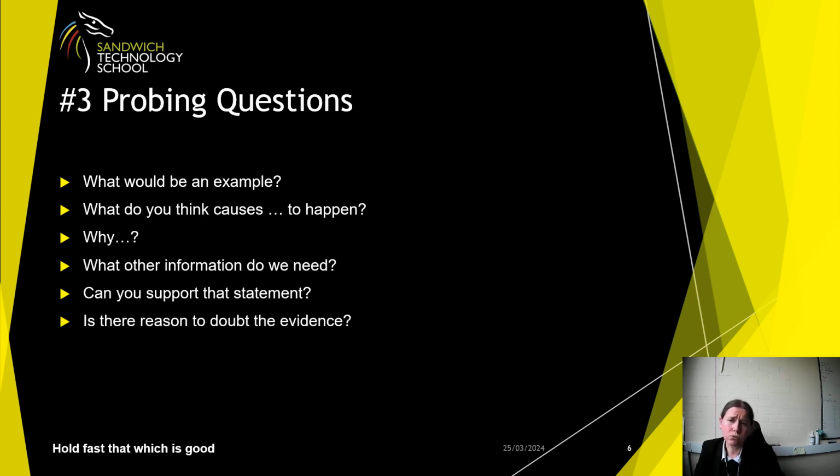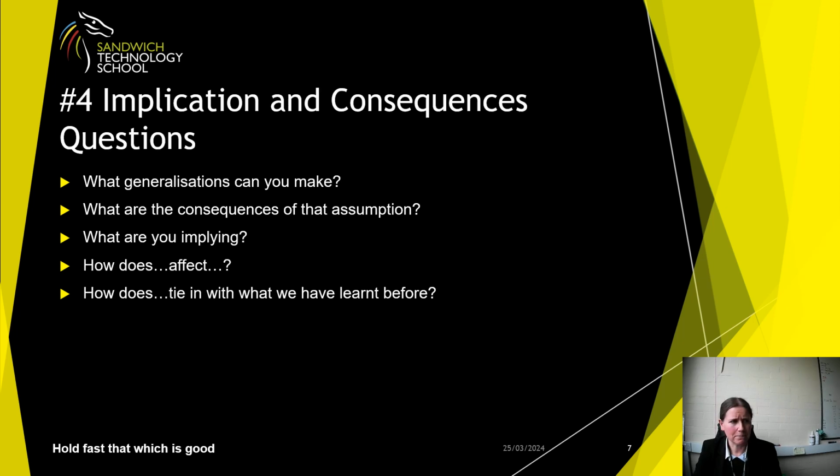Category number 3 are the probing questions. This is where we're asking them to give us an example of something or why something might happen. So what could be the cause of it? What support could we give to something? Is there any reason to doubt that evidence? Again, the idea behind these is we're digging a little bit deeper, getting them to think a little bit further about whatever statement they've just made.